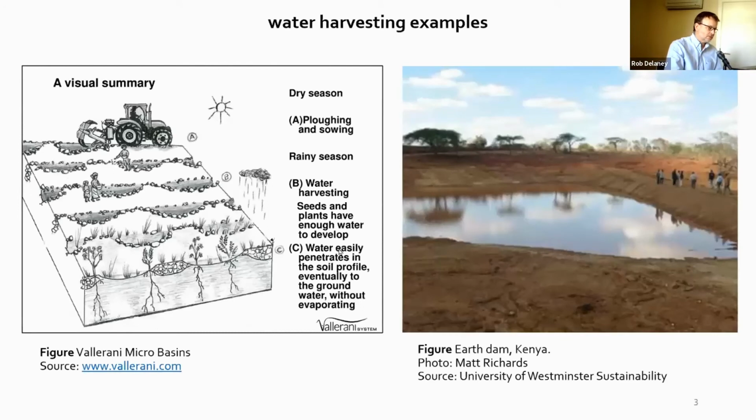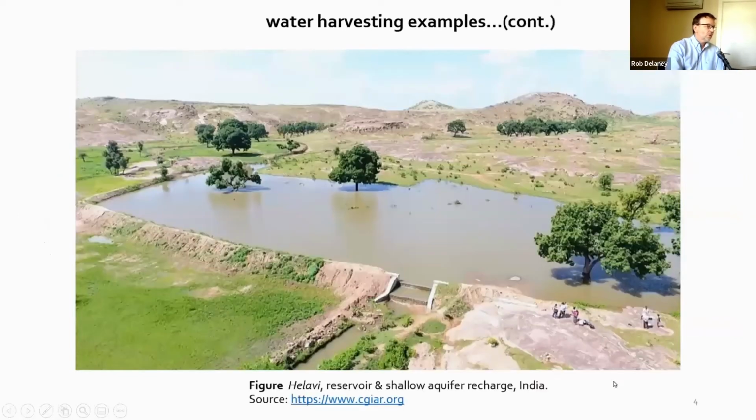Just to give some examples here. They can be quite small scale, for example, these micro basins where the catchment area is very small and very close to the point of use, and then they can be larger. Here, the benefits would be agriculture. Also, we can have an earth dam for water storage, domestic use, animal livestock use. Here we have an example where it's a reservoir, but it's also being used for increased aquifer recharge during the rainy season.